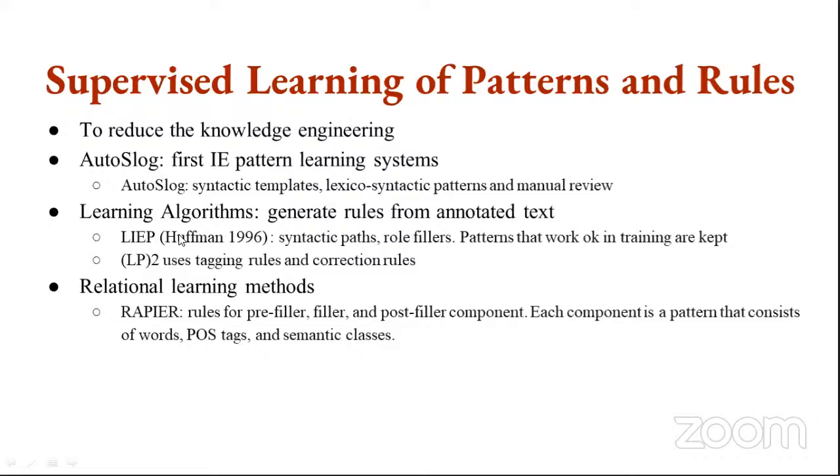Then learning algorithms like LIEP generally generate rules from the annotated text. In LIEP, syntactic paths and role fillers are used, and patterns that work okay in training are kept. And LP2 uses tagging rules and correction rules. The relational learning method Rapier uses rules for pre-filler, filler, and post-filler components. Each component is a pattern that consists of words, part-of-speech tags, or semantic classes. So again, all these are rule-based approaches. They are mostly identifying the rules from the training data, and then those rules are used as features for identifying new relations from the test data.